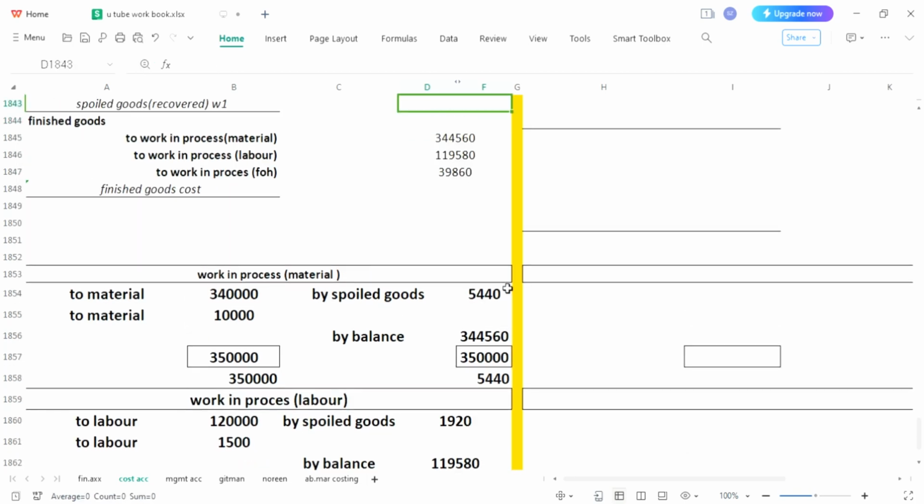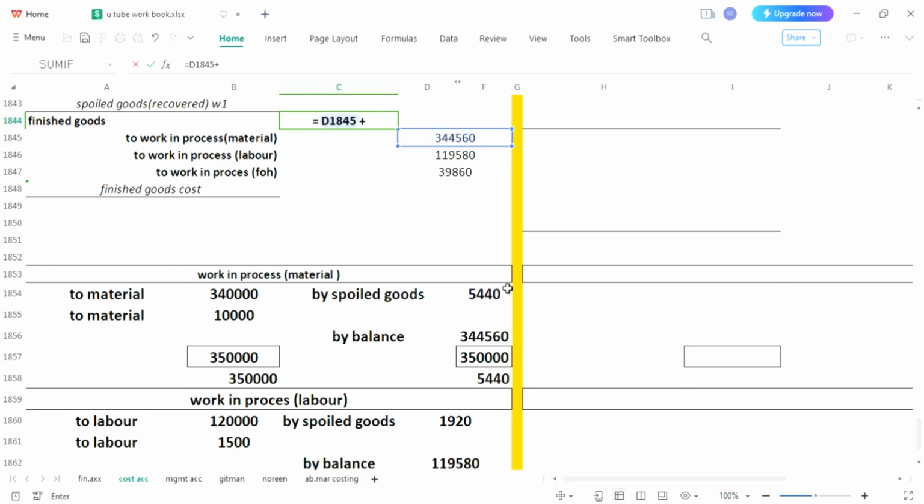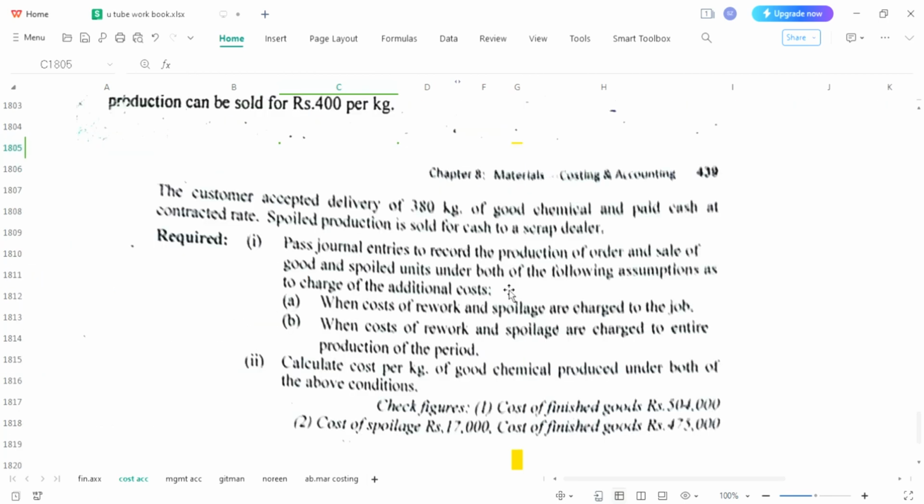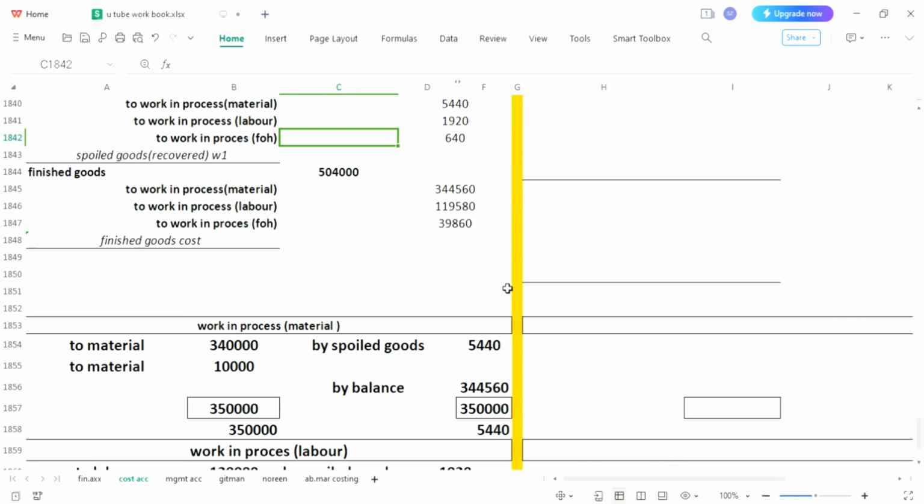In this way your amount has been completed. How do we calculate finished product? For that we will apply simple accounting principle. Sum of credit should be equal to sum of debit side. On credit side we do have three amounts. We will take all these three amounts, 344,560, 119,580 and 39,860 FH. All three amounts are calculated over here. In this way cost of finished goods has been calculated, and the amount which we have calculated is 504,000.